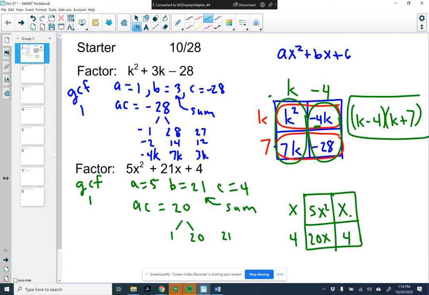Oh, whoops. What did I write in there? Oh, no, that's right. Momentary brain freeze.